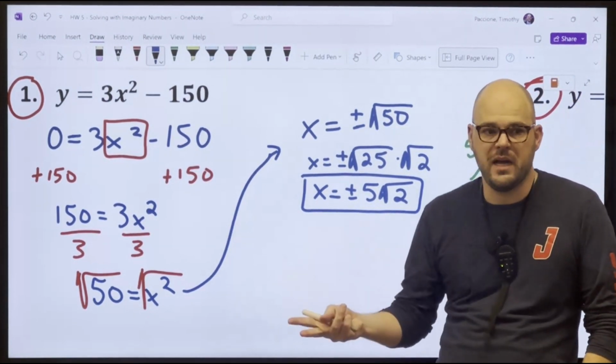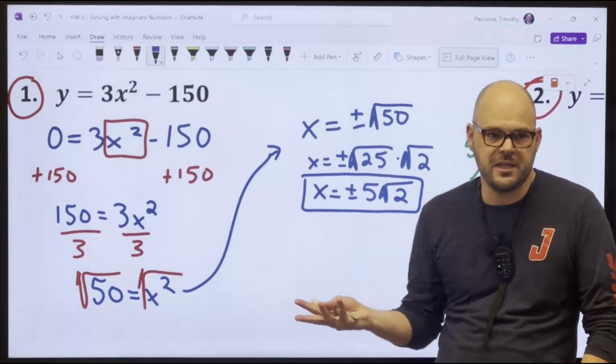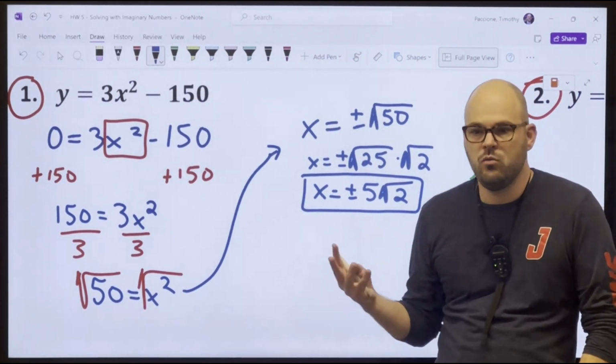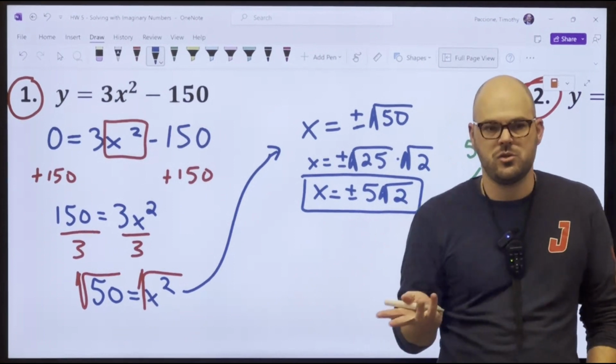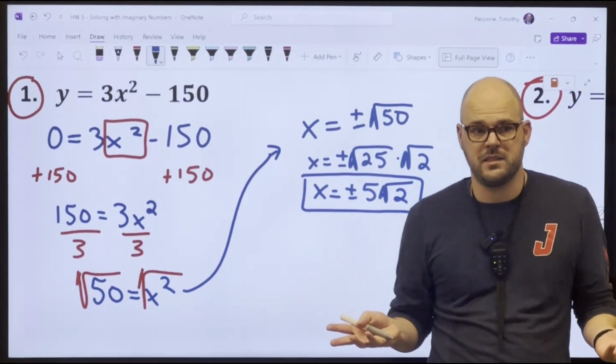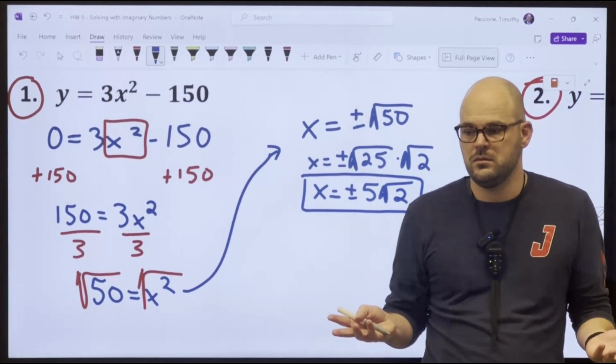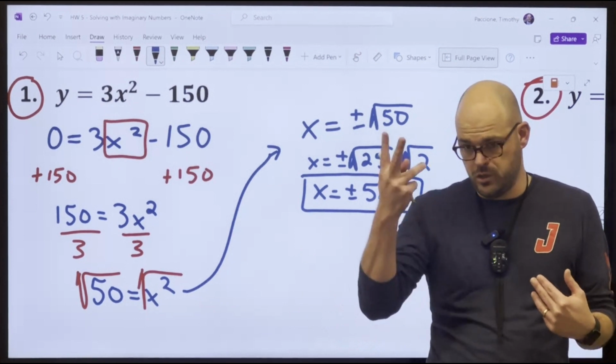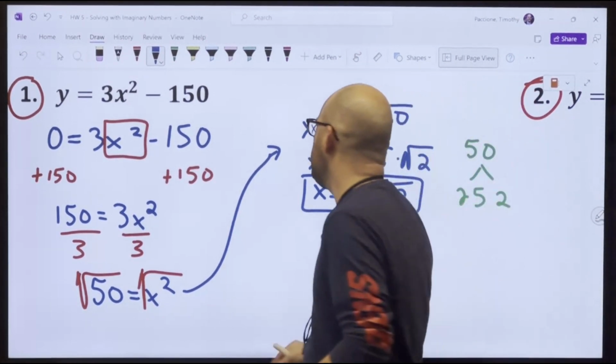2, because it's plus or minus, right? And are they real or imaginary? Real, because there's no negative under the square root. So how many x-intercepts should I expect to see? If I have 2 real roots, 2, right? Exactly. Yep. Okay.